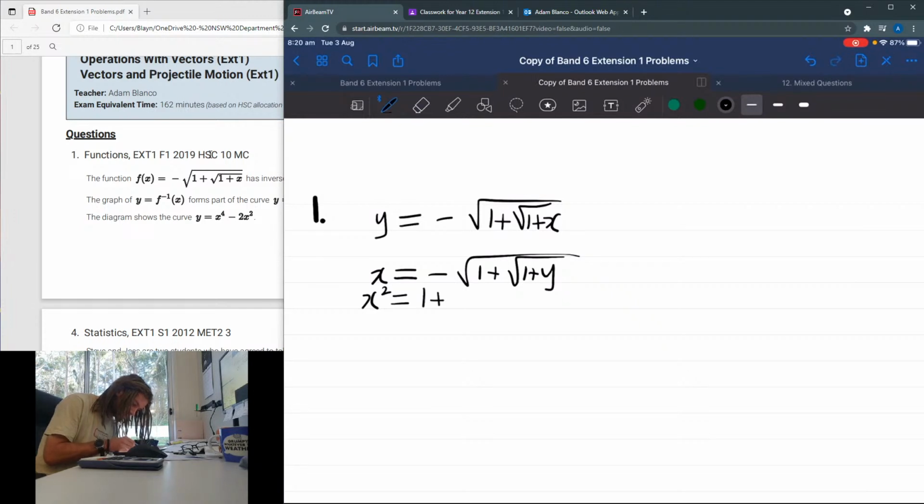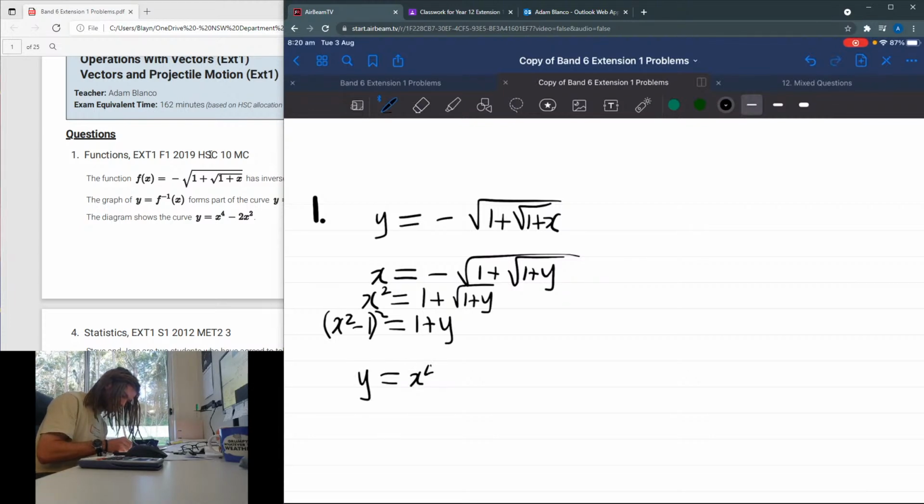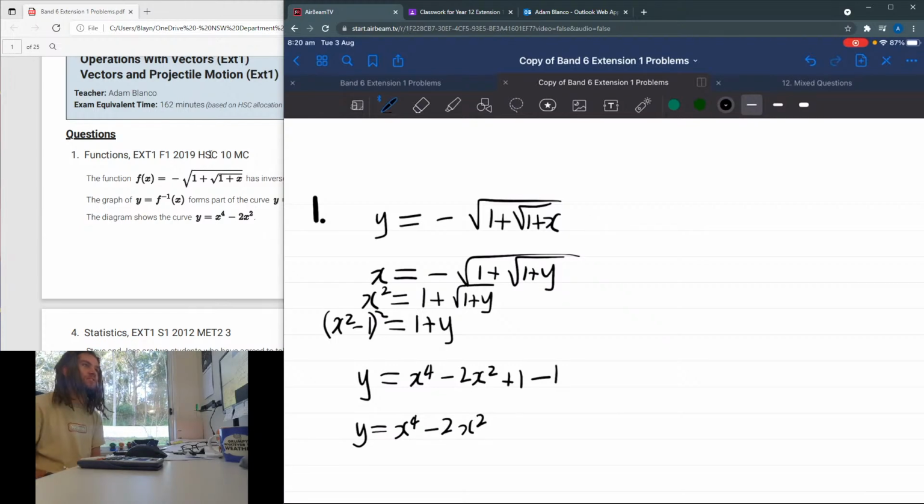So I've got 1 plus root 1 plus y, and I moved the 1 over and squared it again, so then I ended up with 1 plus y. And I had y equals, and I expanded everything, so that's x^4, and you can see where the 4 comes from now, minus 2x^2 plus 1, and then when you move the 1, it's minus 1, so then I've got what the question already gave me. So that was kind of a waste of time, and I felt pretty stupid when I did that.